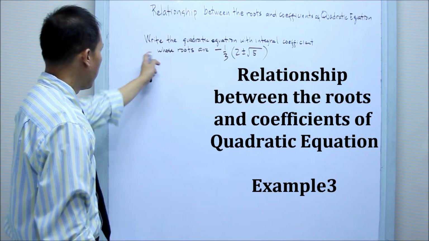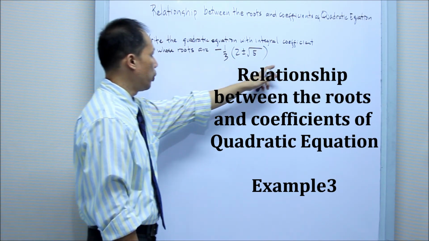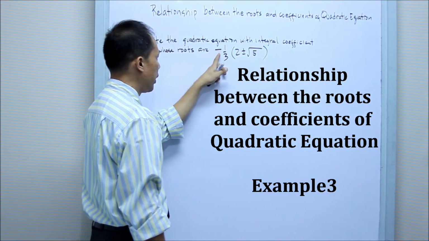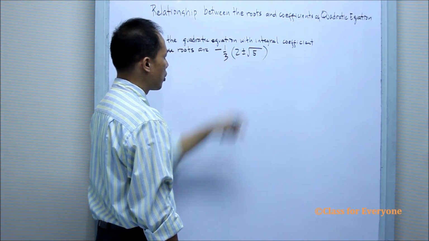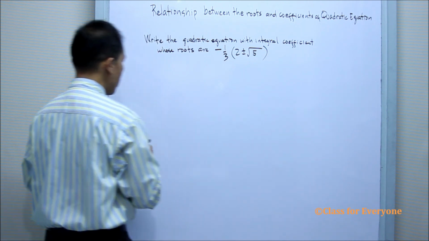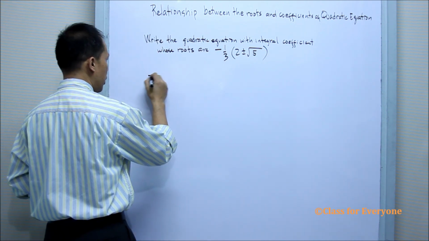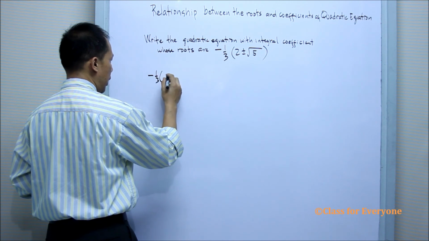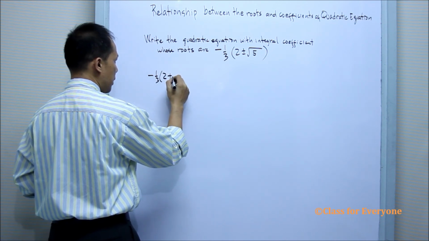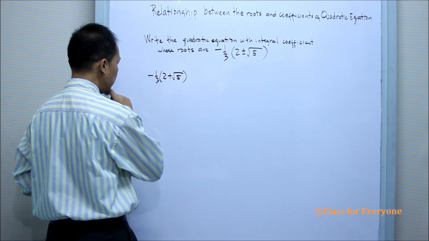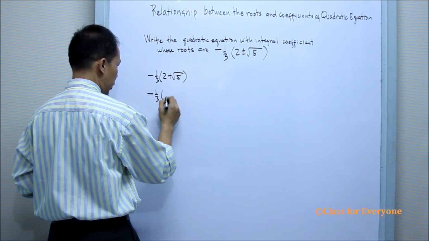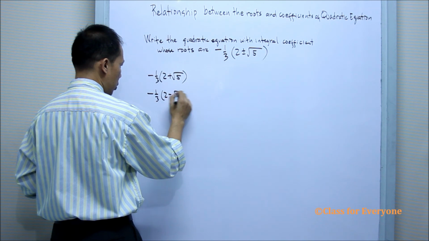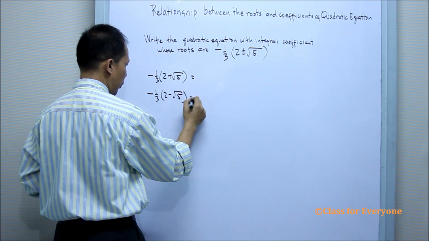Now, we are going to find the quadratic equation with integral coefficients whose roots are negative 1/3 times the quantity 2 plus or minus the square root of 5. We have two roots here. The first root is negative 1/3 times 2 plus the square root of 5. The second root is negative 1/3 times 2 minus the square root of 5.